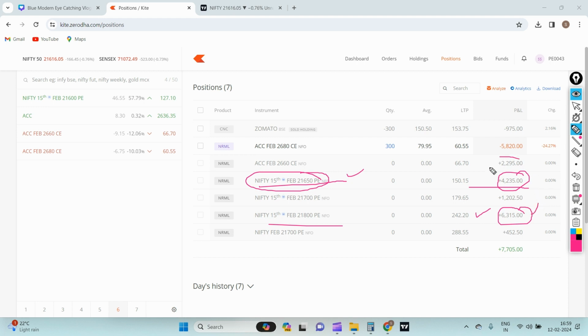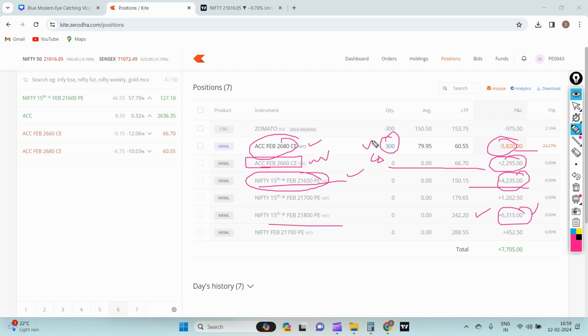The other trade is with respect to ACC. Early morning when I was online, I was talking about this and discussing the trade setup that we are looking at in ACC. I'm holding this 2680 call option, and it is showing around 5,800 as a loss. However, I'm going to hold it positionally.